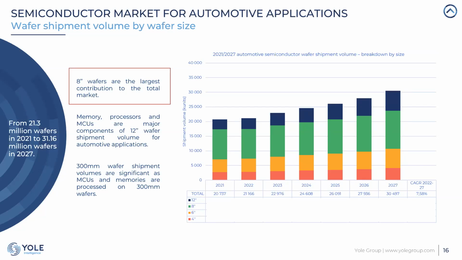If we now look at the breakdown by type of wafer size, it's not a surprise that 8-inch wafers will be the largest contribution to the total market. The 12-inch wafer shipments will be mostly for memory, processor, and MCU. The total number of wafers to be shipped in 2021 will be a bit more than 21 million wafers, all wafer sizes included. And in 2027, the total number of wafers to be shipped for the automotive industry will be a bit more than 31 million units, all wafer sizes included.